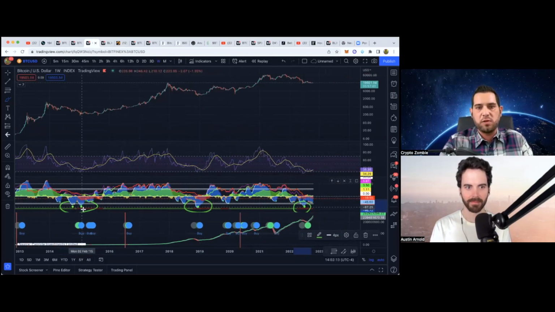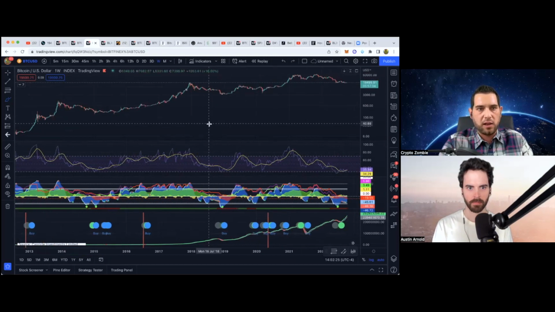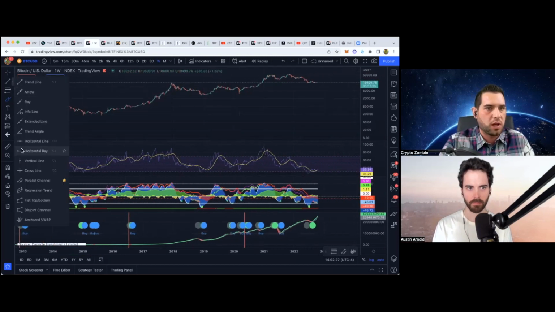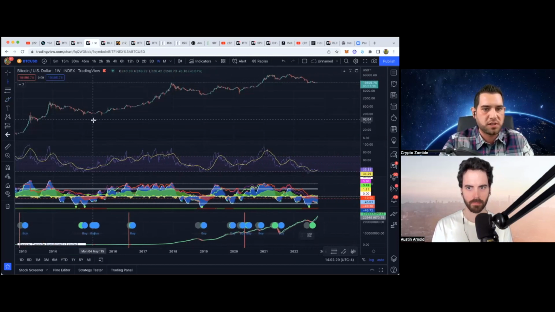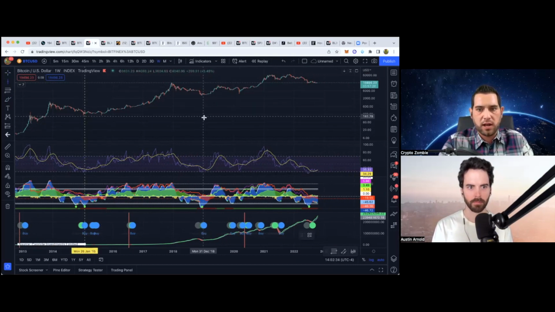Every time we've ever had these green dots aligning with this RSI right here in the red, and we also have the money flow in the red, and we also have this yellow VWAP going to the upside, and I'll just put some actual lines on it so you guys can see exactly where that falls into play. So we had that right here. We had that right here. And we had that right here.